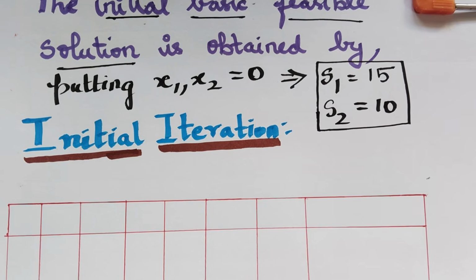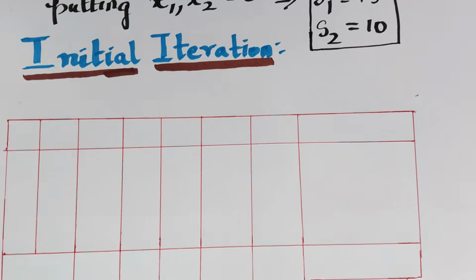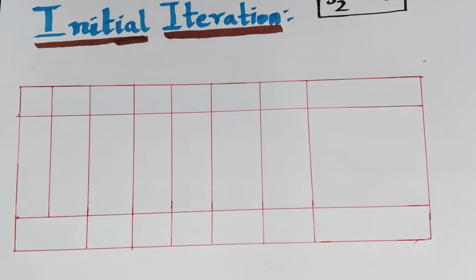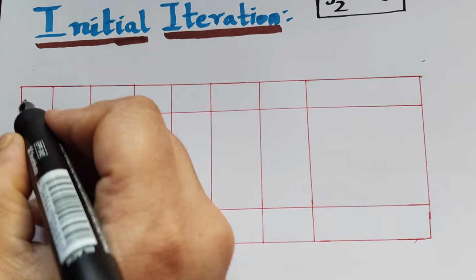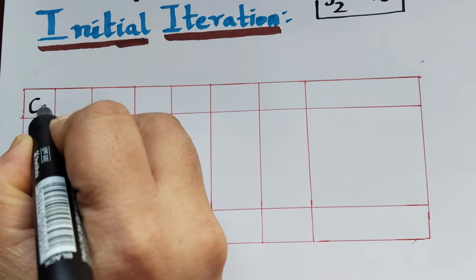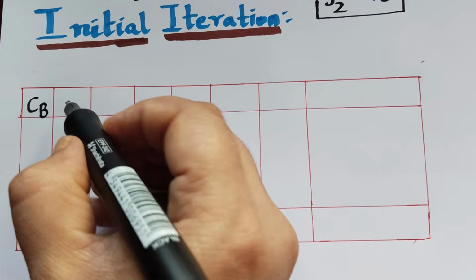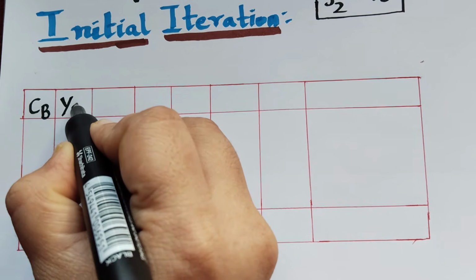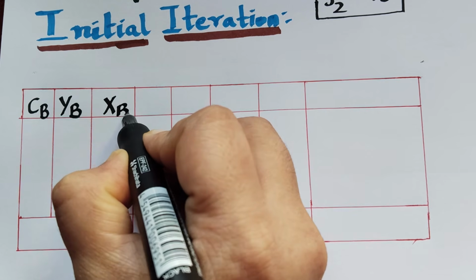So now we have drawn the initial simplex table in order to perform the initial iteration. Now let me tell you how to fill in this table. The first column of this table is represented as CB. I will tell you what is CB. The second column is represented as YB. And the third column is represented as XB.